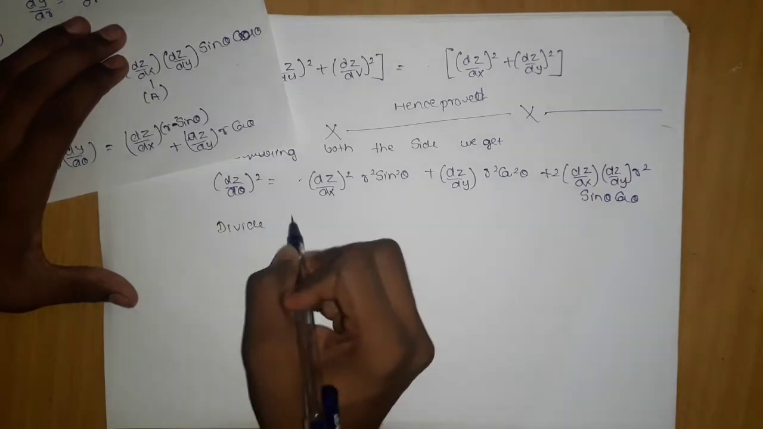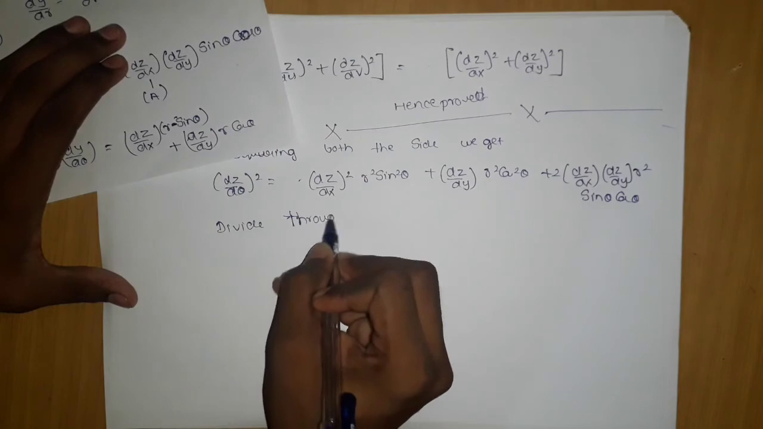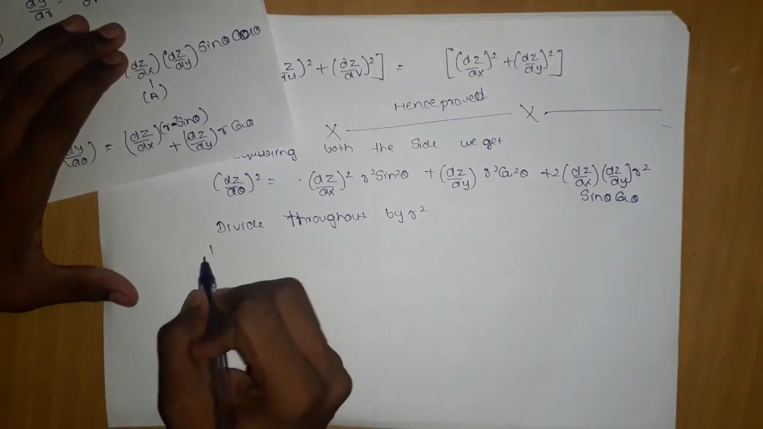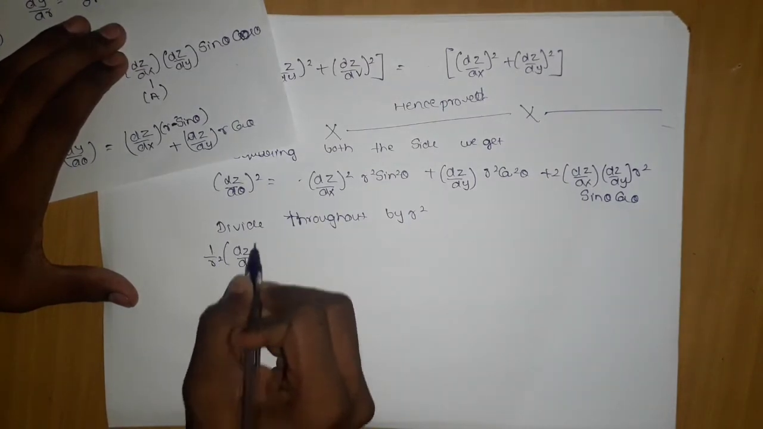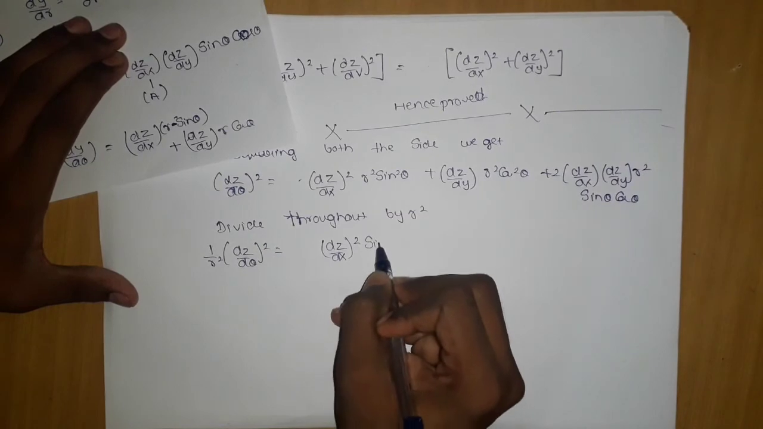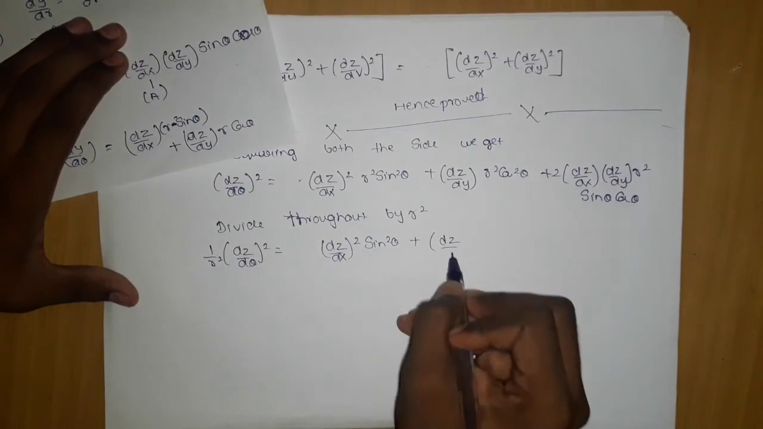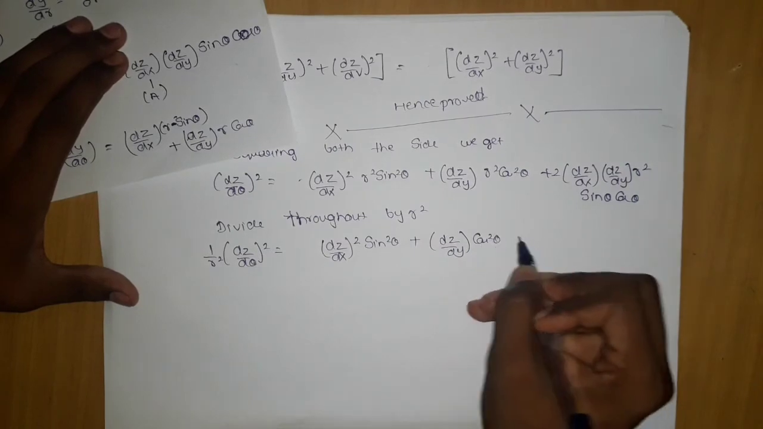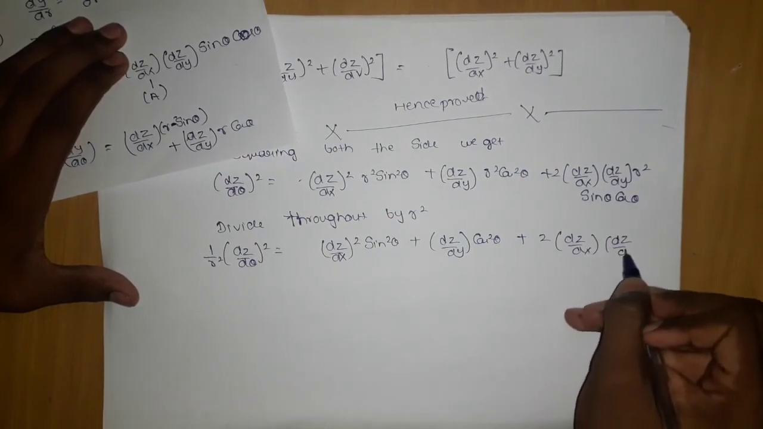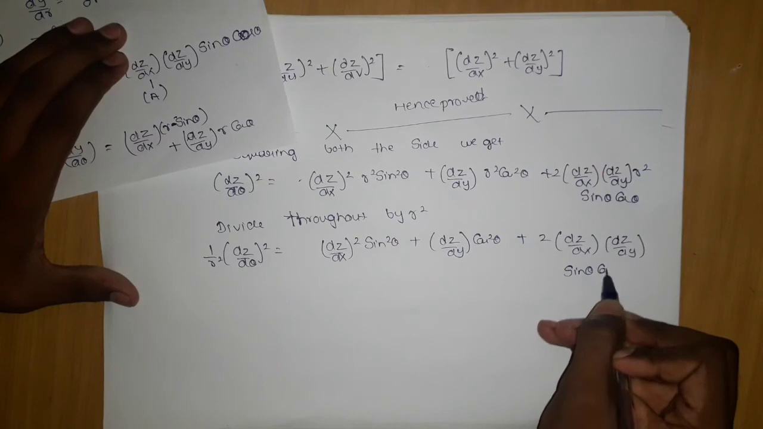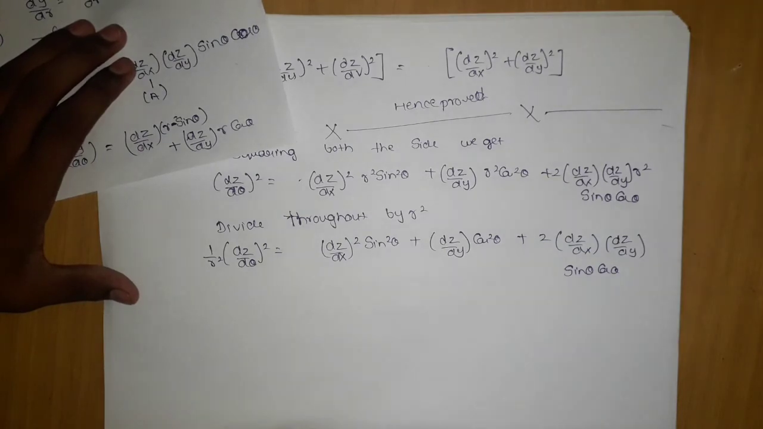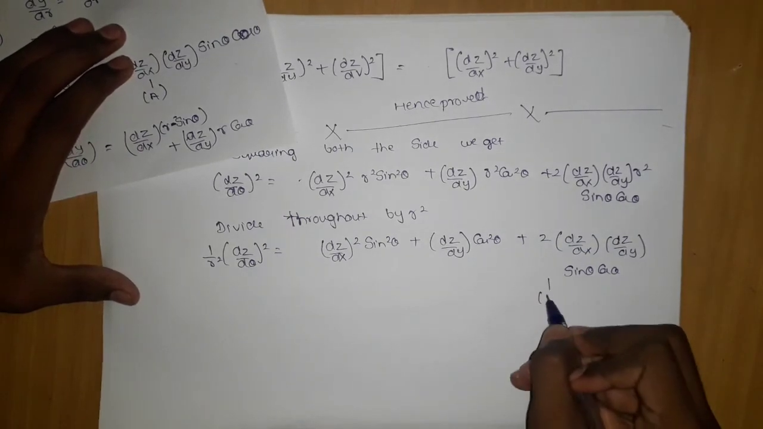Divide throughout by r square. What we are going to get? 1 by r square into dou z by dou theta the whole square is nothing but dou z by dou x the whole square sin square theta plus dou z by dou y the whole square cos square theta. The r square will cancel out, plus 2 dou z by dou x into dou z by dou y sin theta into cos theta. So we are going to call it as B.